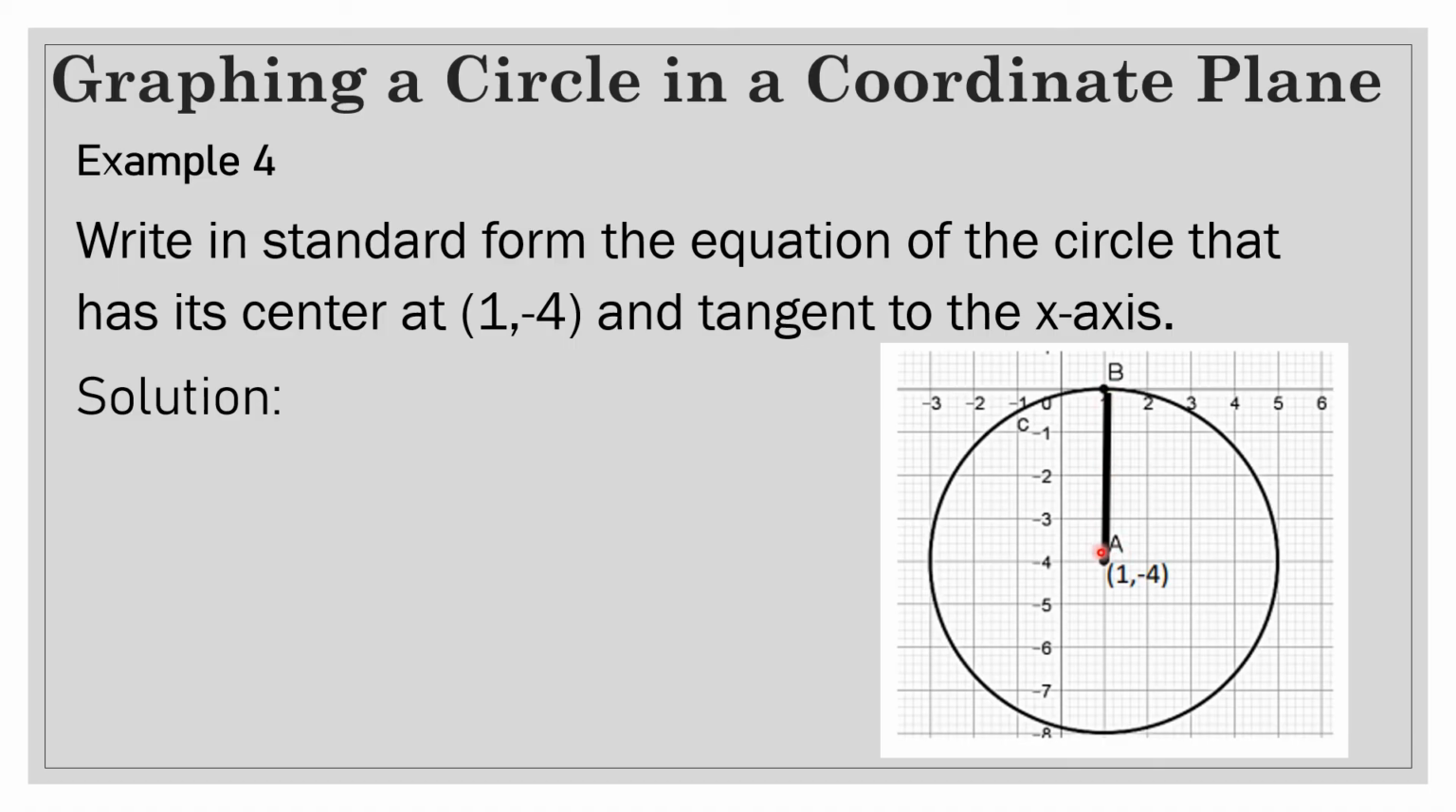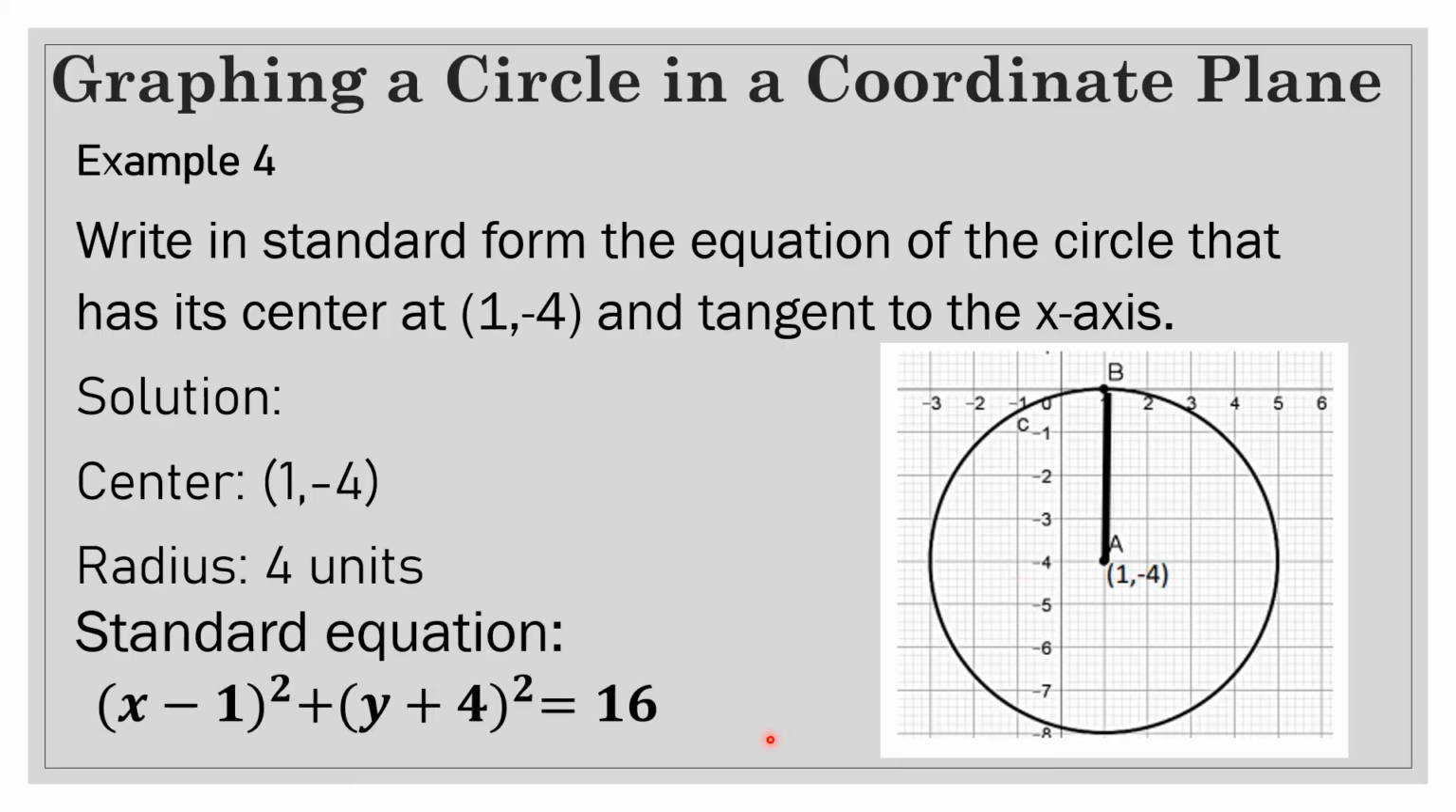So, ngayon, i-write na natin yung standard form of the circle. Kasi nga, meron na tayong radius dito na how many units? 1, 2, 3, 4 units. So, ang radius natin ay 4 units. Center is 1, negative 4. Radius is 4 units. So, from the format ng ating standard equation na quantity x minus h squared plus quantity y minus k squared equals r squared, ang ating standard equation is x minus 1 quantity squared plus y plus 4 quantity squared equals 16.